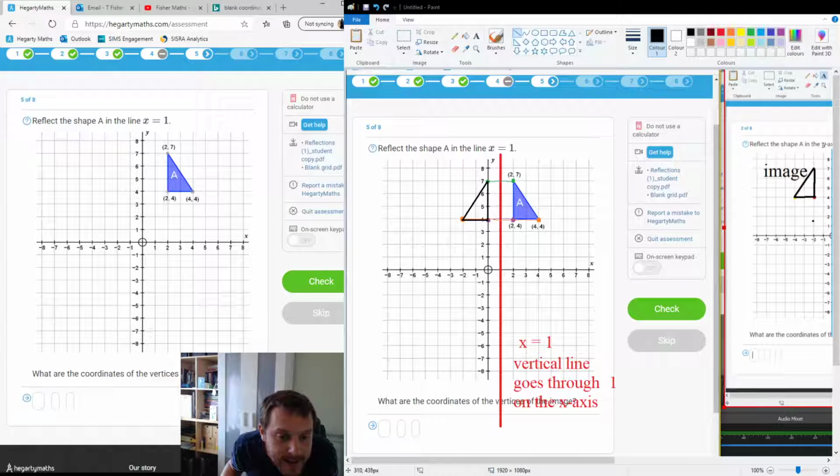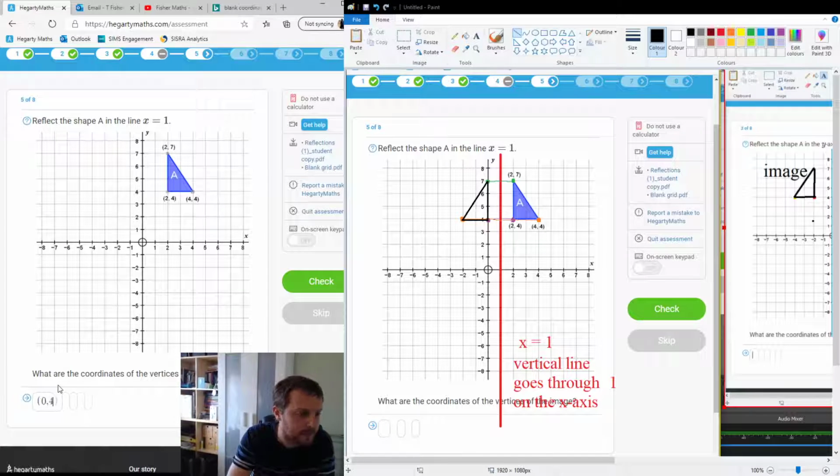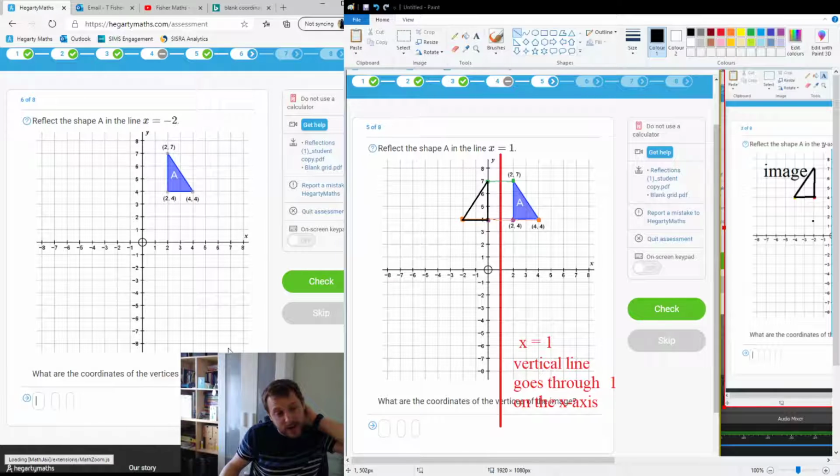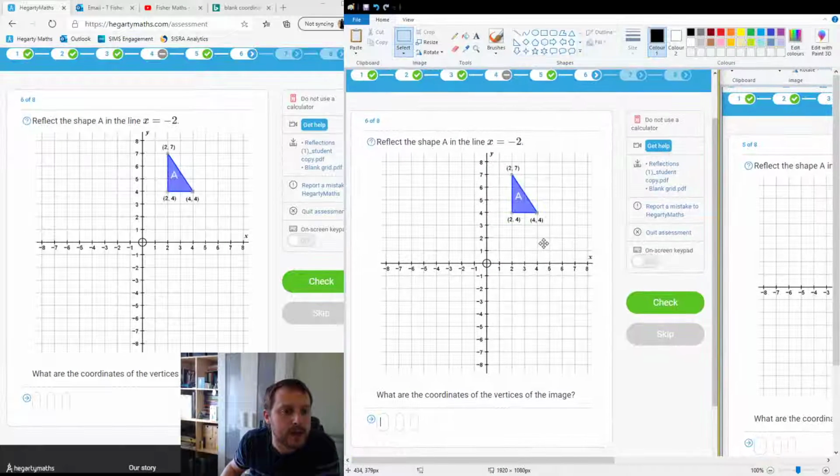So we've got 0, 4. Right, 0 along and 4 up. And we've also got 0 along and 7 up. And we have -2, 4. Right, so there's that one. x is -2 for this one, so I will go through this one. Kind of want a y one as well, but perhaps that will come next.